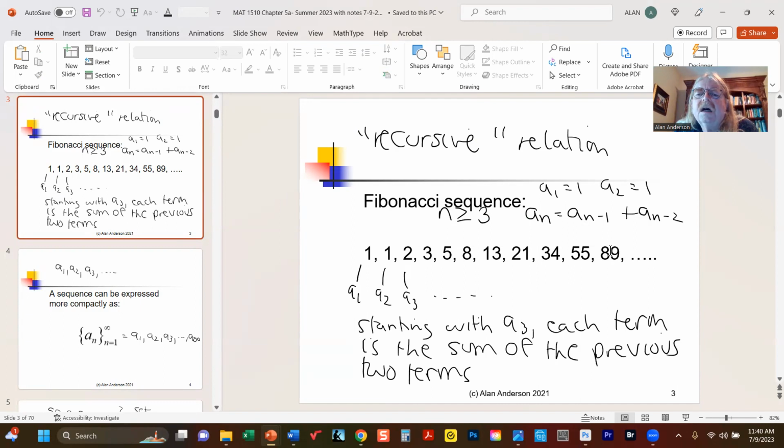And also here, I mentioned right here, formally we write it as a_n equals a_(n-1) plus a_(n-2), which means that whatever term we're looking at, it is equal to the sum of the previous two terms. So in other words, whatever n is, n minus 1 is the term before that, and n minus 2 would be the term before that.